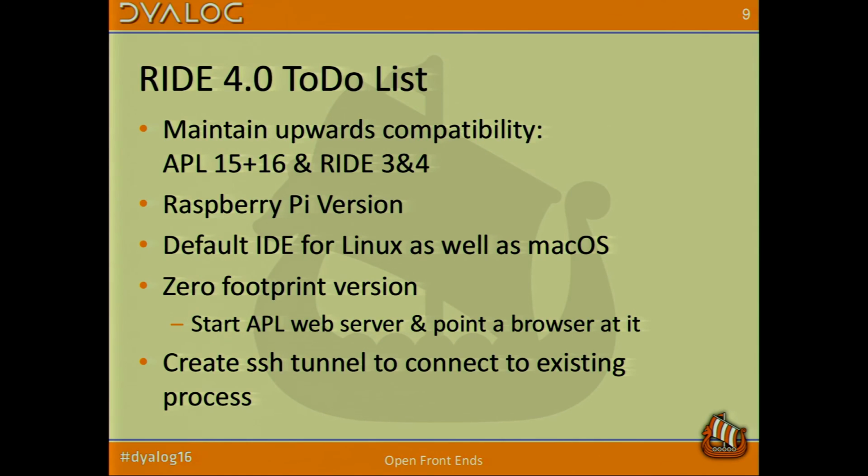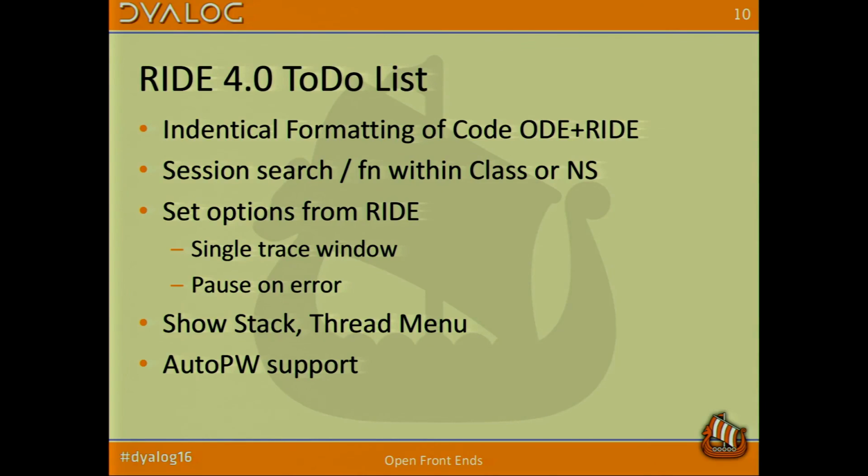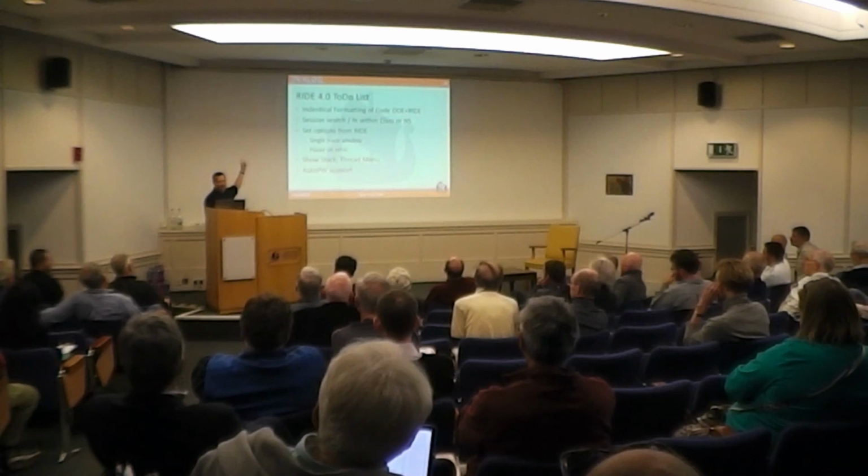You don't need to install it. So basically you start APL with a flag that says, please act as a mini web server. And then you can point a browser at it and it'll serve up all the JavaScript and so on that defines RIDE, and you can start running without installing anything. There's going to be an option to create an SSH tunnel to connect to a machine where APL is already running, but not necessarily launch a process. Just establish your credentials and connect securely to the machine and use it.